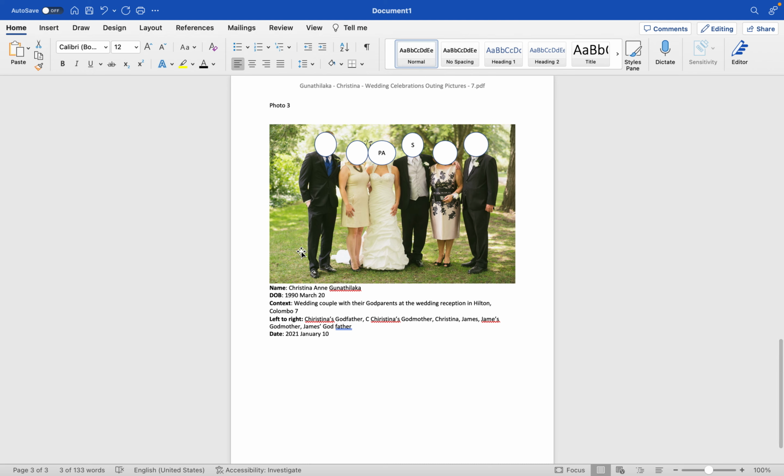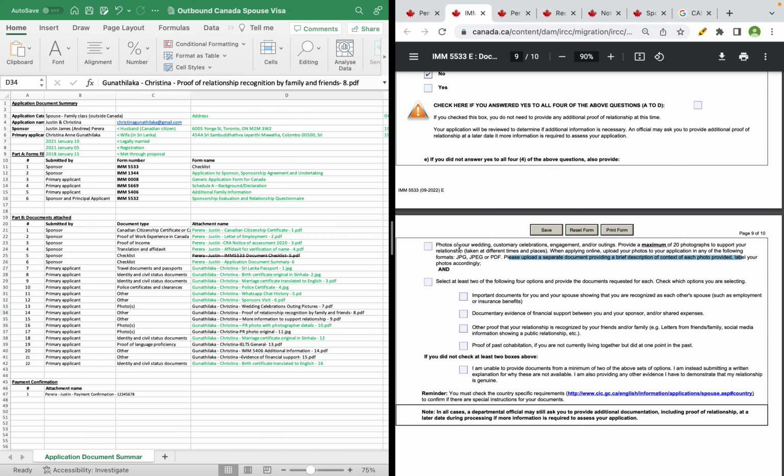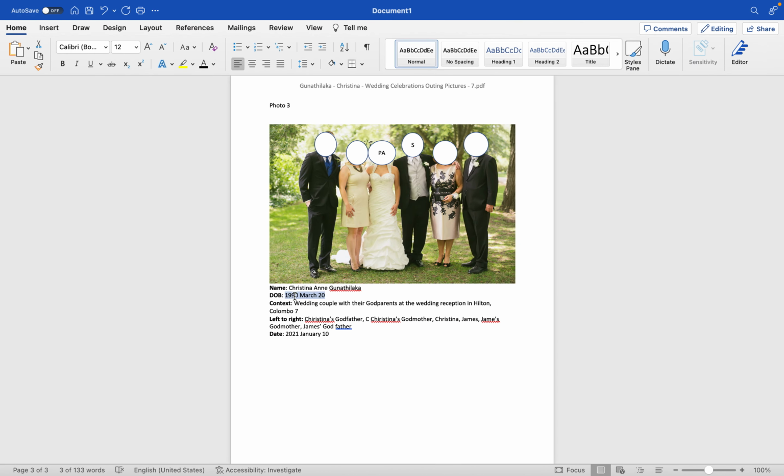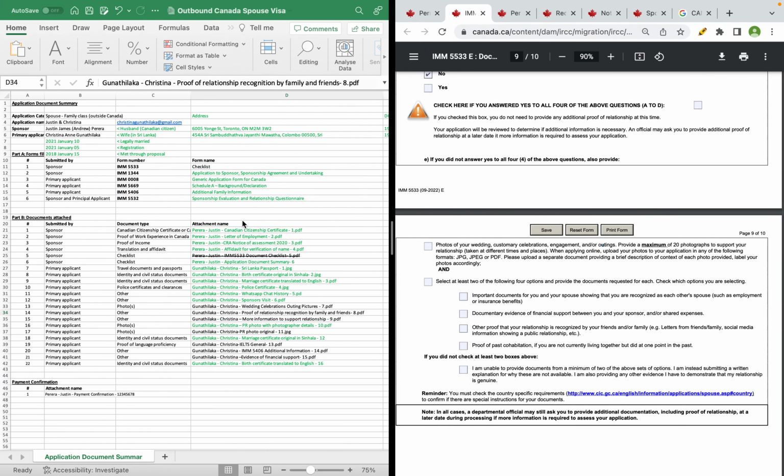This is a picture taken on the wedding day itself, because you see here wedding, customary celebrations, engagement, and outings. Over here you again put the name and the date of birth, context: wedding couple with their grandparents at the wedding reception in this place. From the left side it's Christina's grandfather, then the grandmother, then Christina and James, the godmother, the godfather, and this is on the day they got married, which is 2021 January 10th.